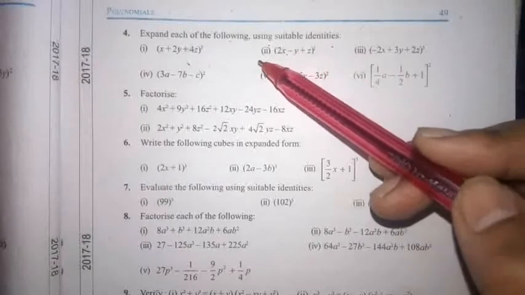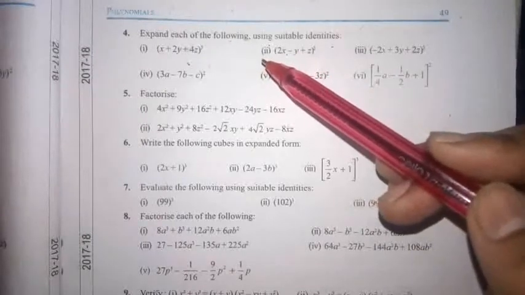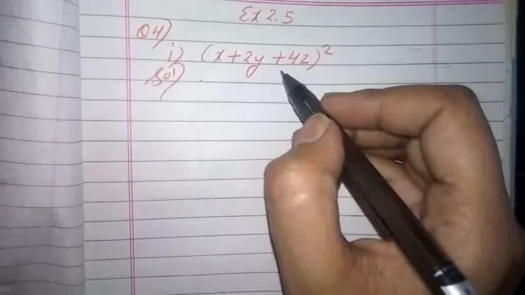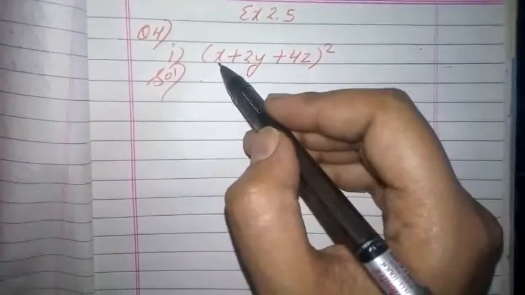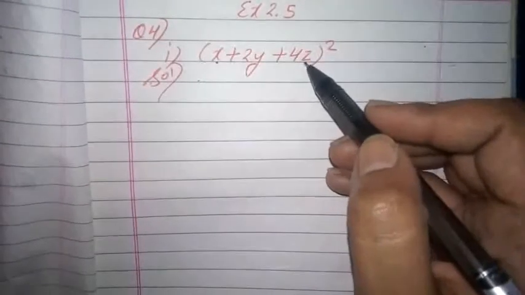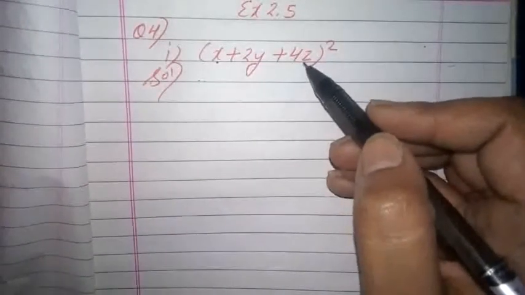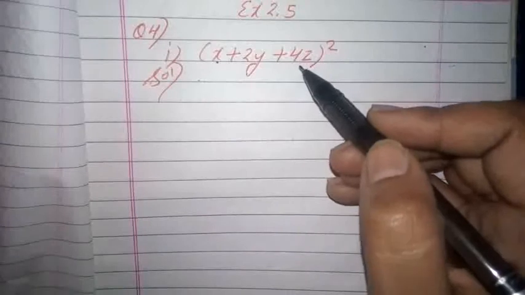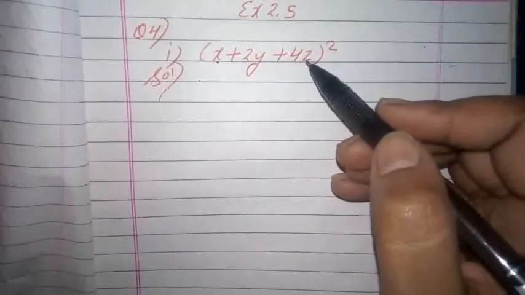Okay, let's see the solution of question number 4. The first part of question number 4 is the whole square of x plus 2y plus 4z. Which identity should we use here? The identity number 5.